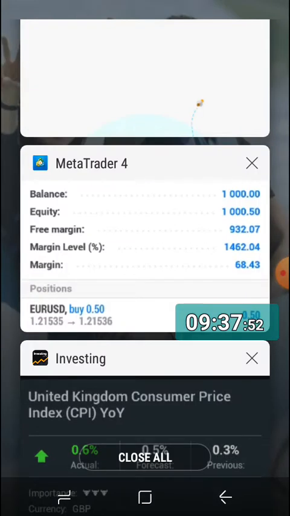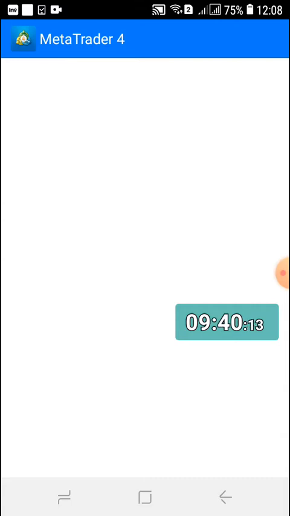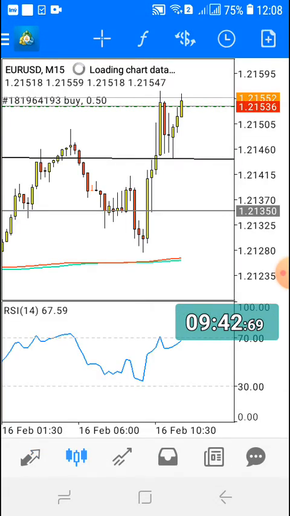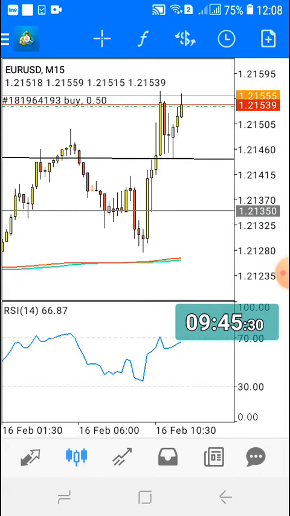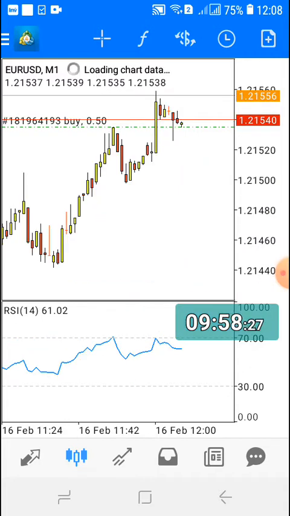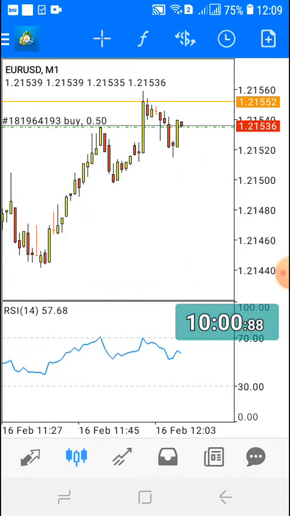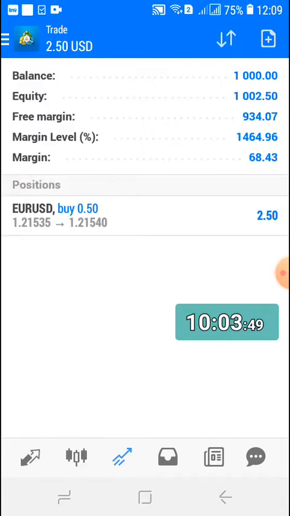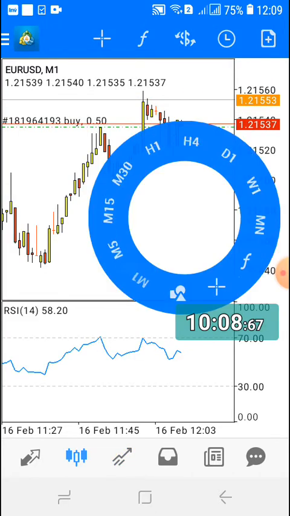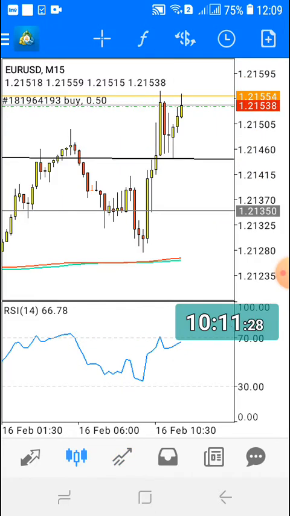Let me see how that trade is performing. I'll wait for the candlestick to change. We'll wait a few minutes for the next 15-minute candlestick, and from there I'm out. It's still floating at small profits. One position is enough.